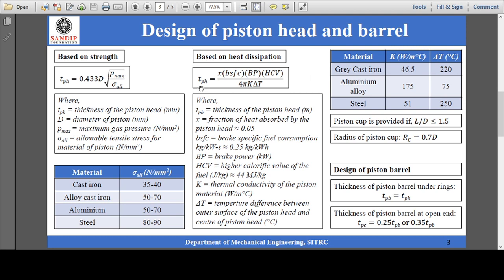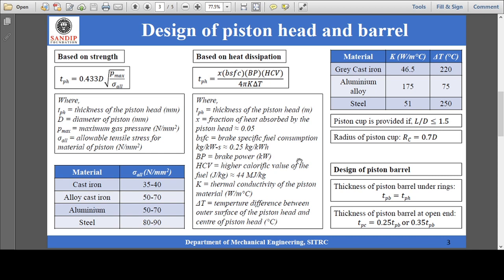The formula for the thickness of the piston head based on the heat dissipation is X into BSFC into BP into HCV upon 4 pi K delta T, where X is the fraction of heat absorbed by the piston head, which is typically 5% of total heat generated by combustion. BSFC is the brake specific fuel consumption given in kg per kilowatt second. The typical value is 0.25 kg per kilowatt hour.